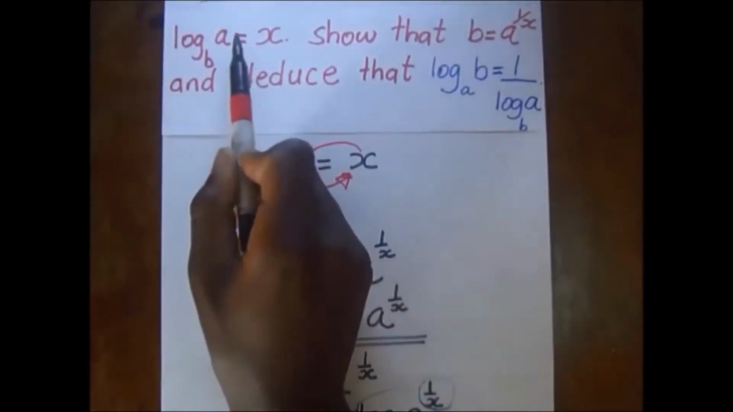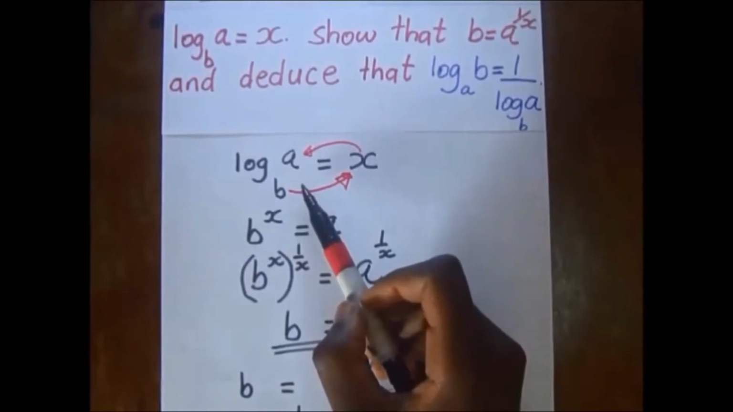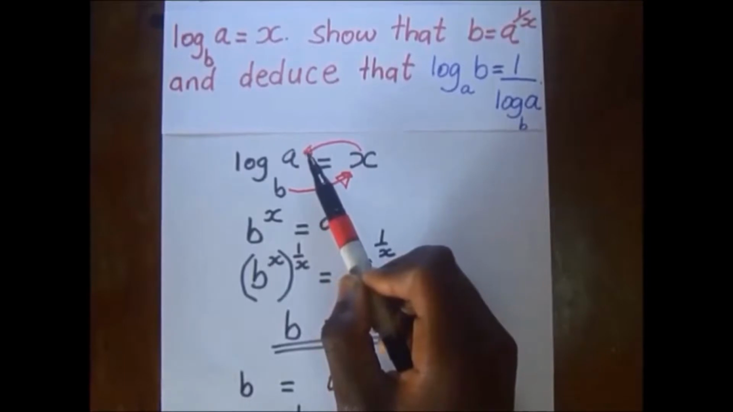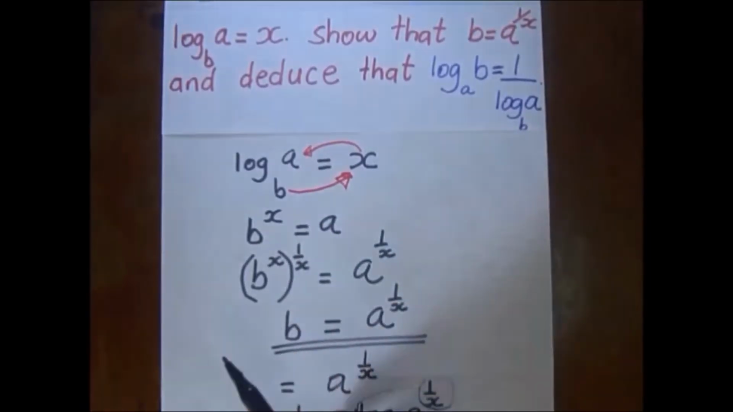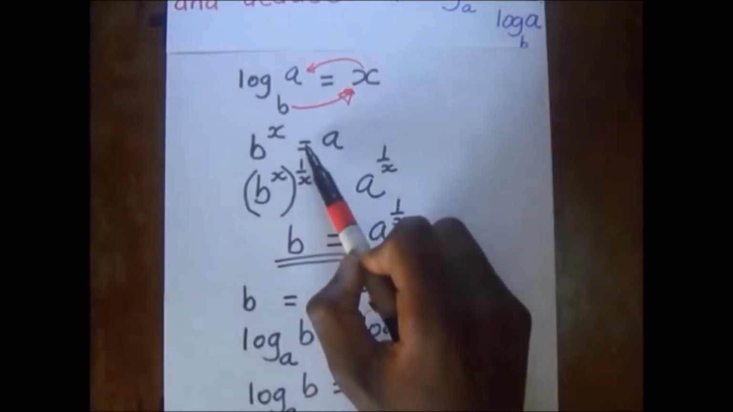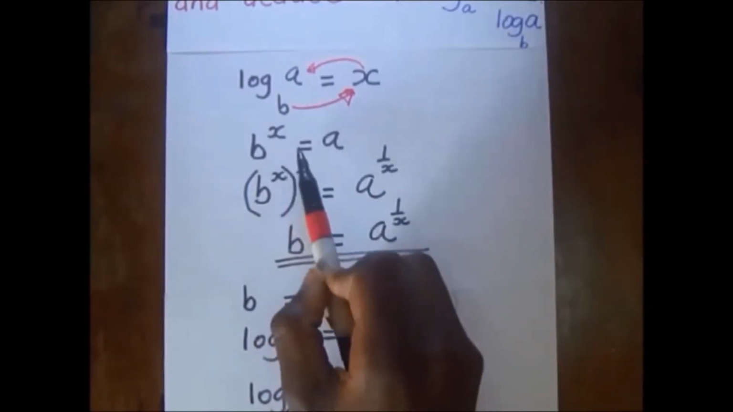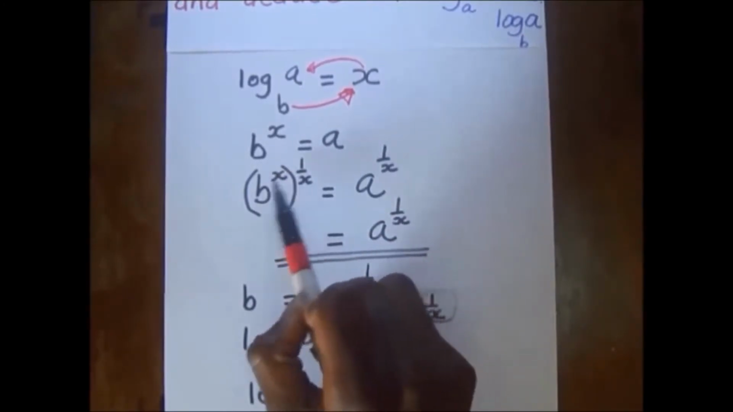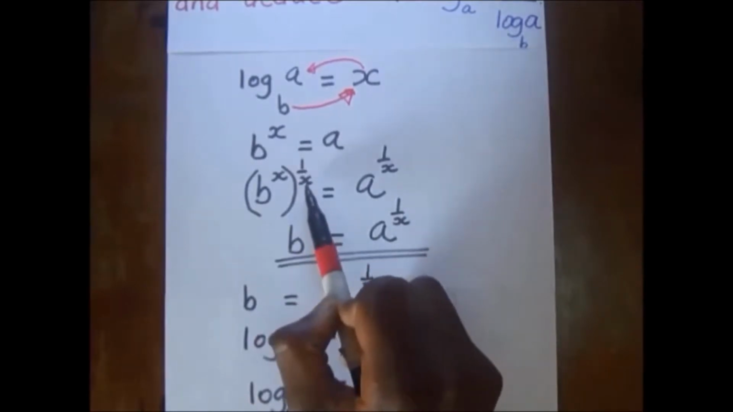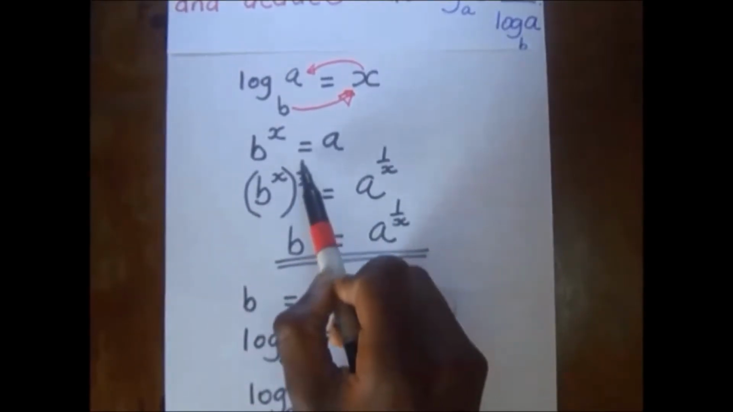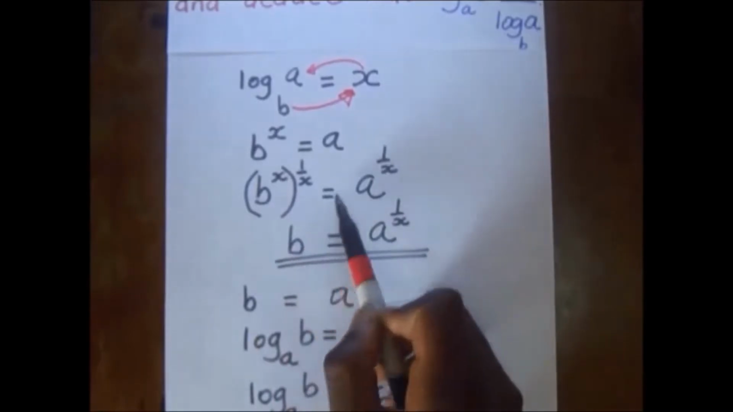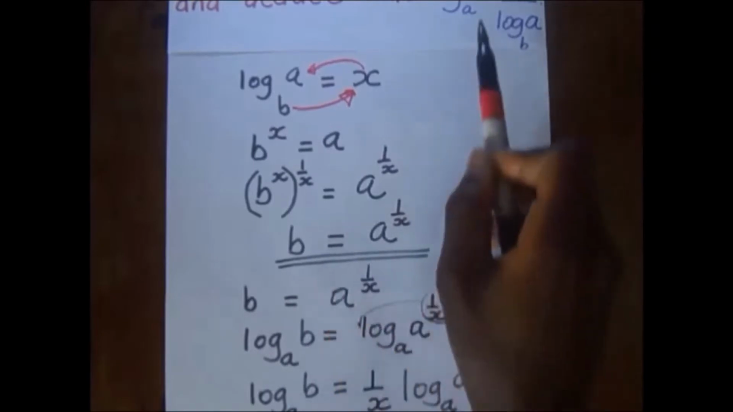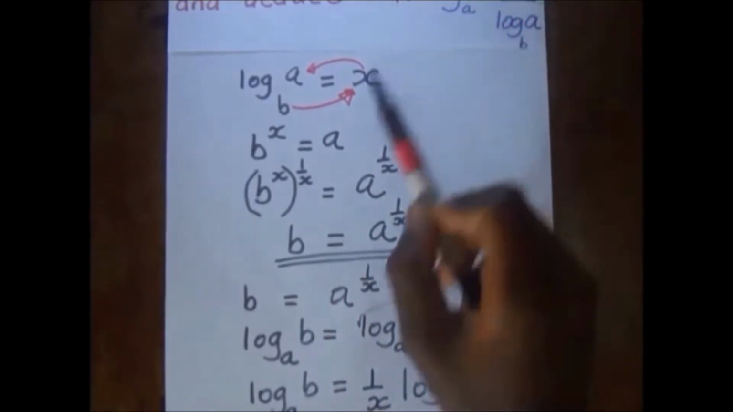So what we do, we convert this logarithm into an indice. So in this case, it's going to become b to the power x is equal to a, like we had described in our earlier videos when we were introducing the laws of logarithms. b to the power x is equal to a. So we remove this power of x by multiplying both sides by the power of 1 over x. So when you multiply 1 over x on both sides, 1 over x times x will leave us with b, giving us a to the power 1 over x. And hence, we will have deduced that b is equal to a to the power 1 over x.